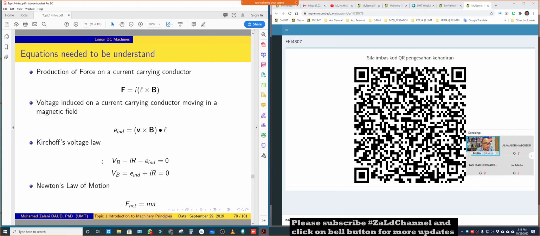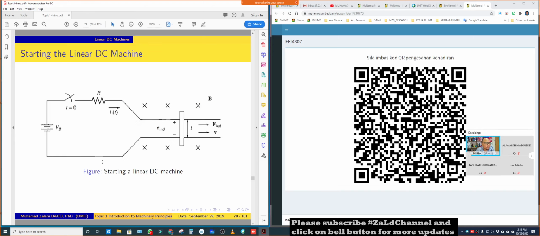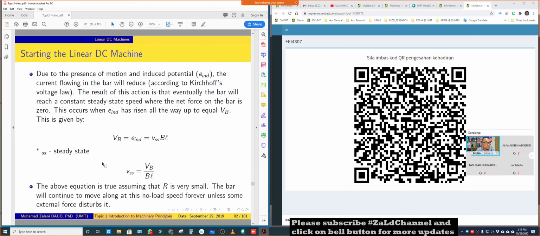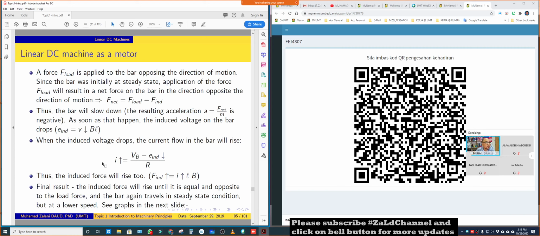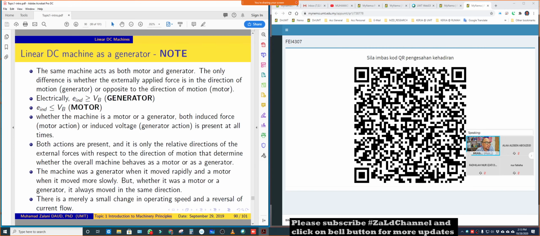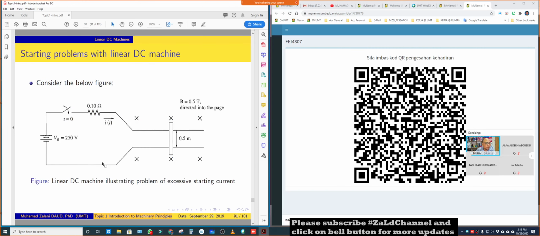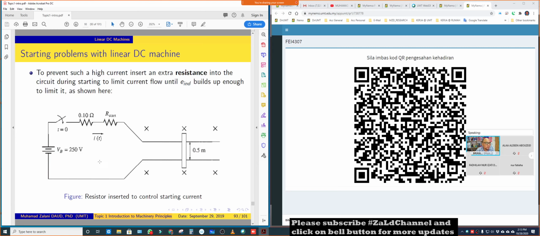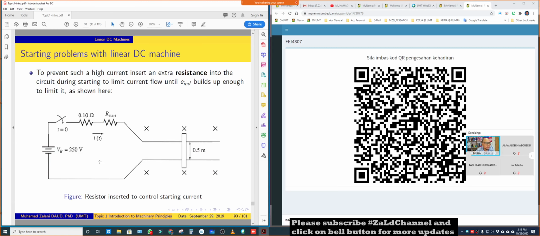Now for today's tutorial, I'm going to discuss tutorial 1.10 for the linear DC machine. So actually we have already discussed the linear DC machine in the formal lecture last week. I think this week's lecture we have already finished this.